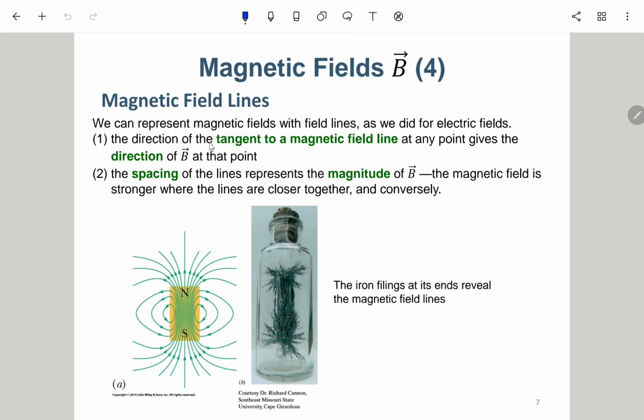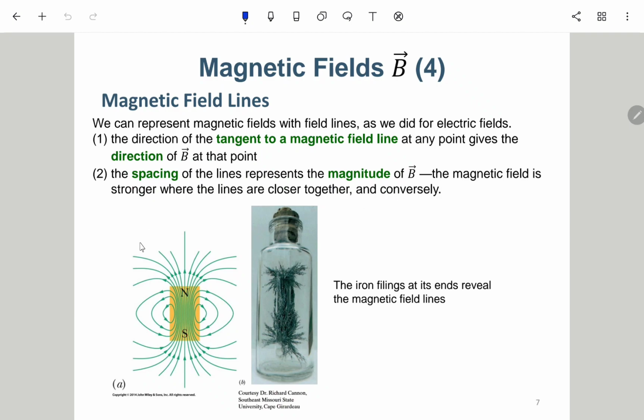The first one, the direction of the tangent to the magnetic field line at any point gives the direction of the B field at that point, and then the spacing of the lines represents the magnitude of B. The magnetic field, or I should say the B field, is stronger where the lines are closer together, and conversely. So we just replace the E field by the B field and everything is the same.